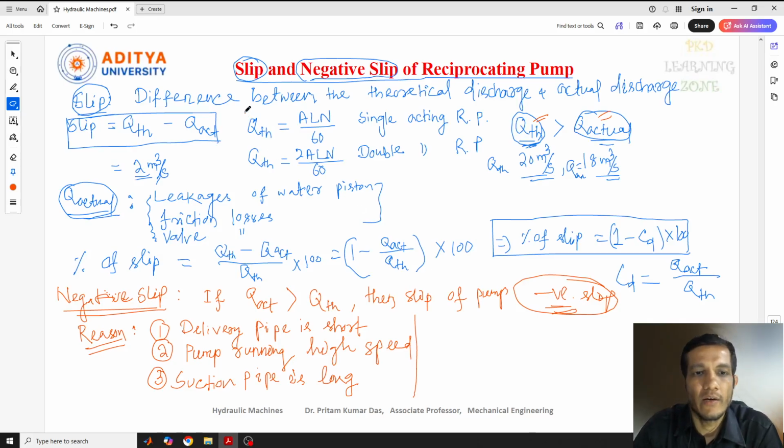I hope you understand this theory. If you have any doubt in this, you can comment in the comment box. This is a very simple theory, there is nothing complex in this. You can easily understand, and we will always try to avoid this kind of consequence. Because to run the pump properly, these things also need to be checked: the slip, and whether the slip is positive or negative.